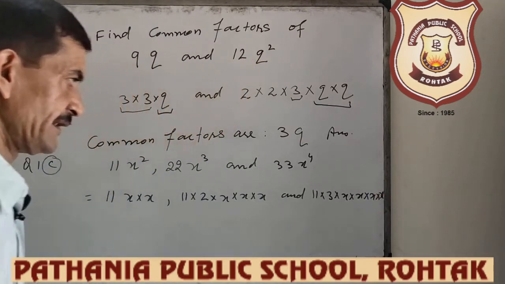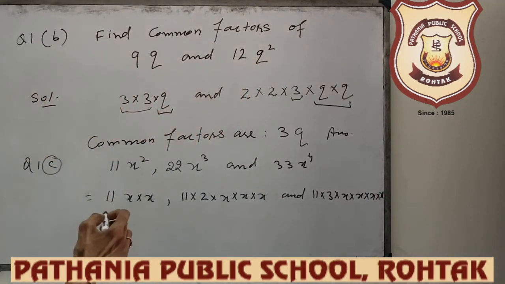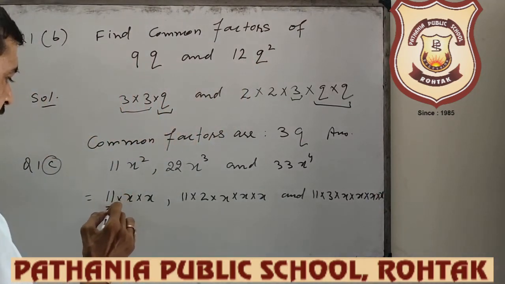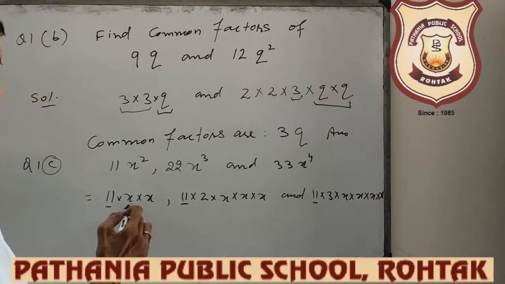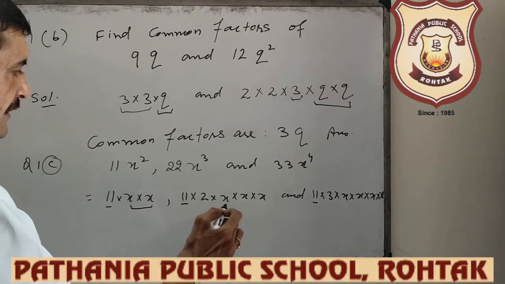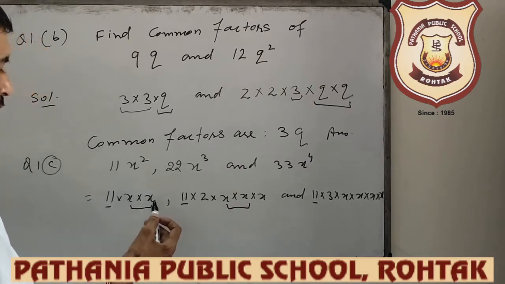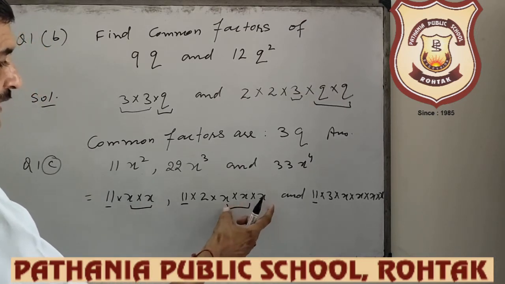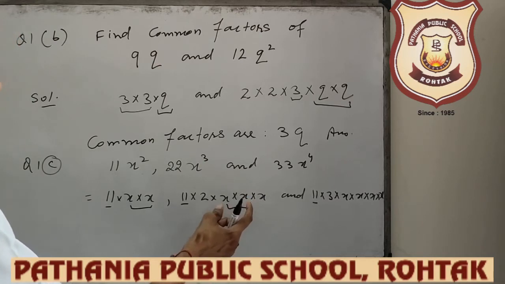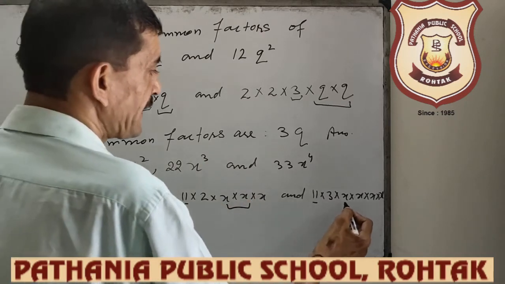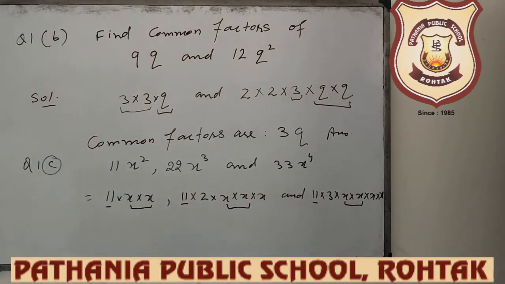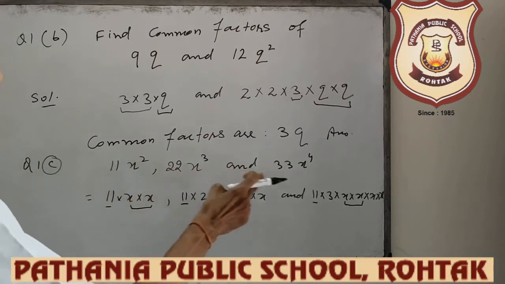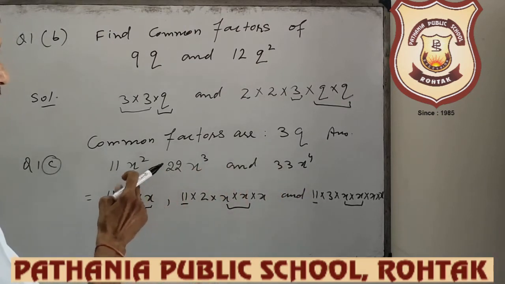In this way. So what are the common factors? 11 is common in all, and x raised to the power 2 is there. In this also x, x square, x cube are there, but x square is common. 11 and x square are common. The minimum power is common. 11, 11 into 2, 11 into 3, so 11 is common.